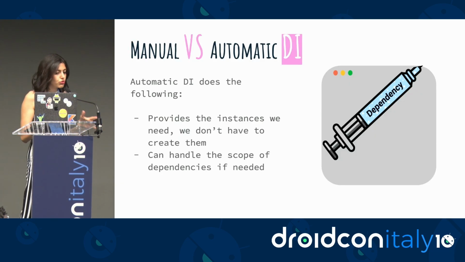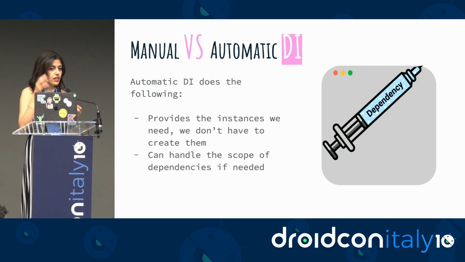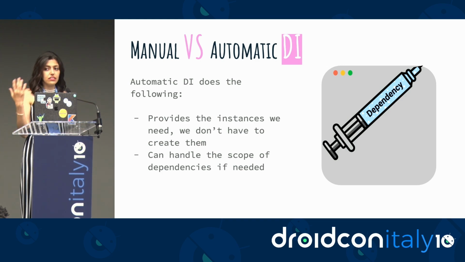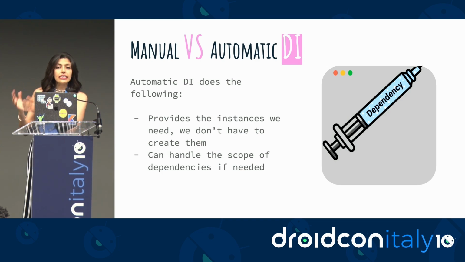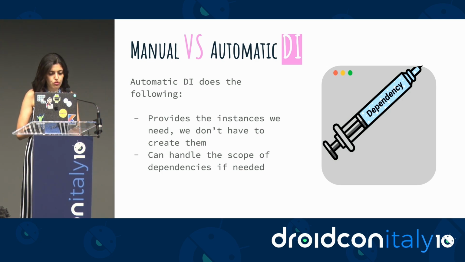Okay, let's move now to manual dependency injection versus automatic dependency injection. What we were talking about right now is manual dependency injection. We are still creating the instances ourselves. With automatic dependency injection, we are delegating this task to third-party libraries. So that's mainly the difference between them.